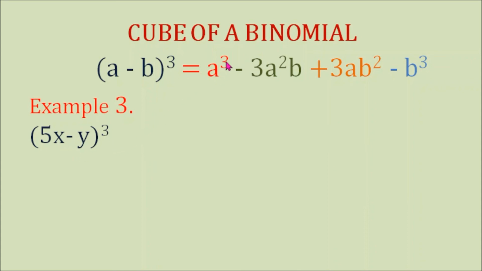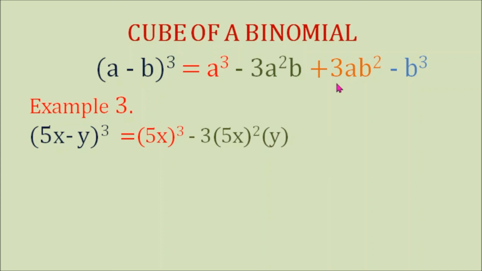So our first term is a cubed. Our a here is 5x. That means the quantity 5x cubed. Then minus 3a squared b. That's -3. Our a here is 5x, so the quantity 5x squared. Then b, our b here is y.